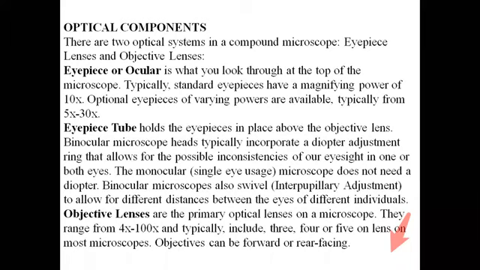So your eyepiece: generally, microscopes are supplied with a basic type of eyepiece, and the magnification for those eyepieces will be either 5x or generally 10x. Whenever we purchase the instrument, it can be supplied with the 5x, and in addition to 5x magnification we can get 10x also. The eyepiece is what you look through at the top of the microscope. Typically, standard eyepieces will have a magnifying power of 10x or 5x. Optional eyepieces of varying powers are available, typically from 5x to 30x. So that is about your eyepiece.